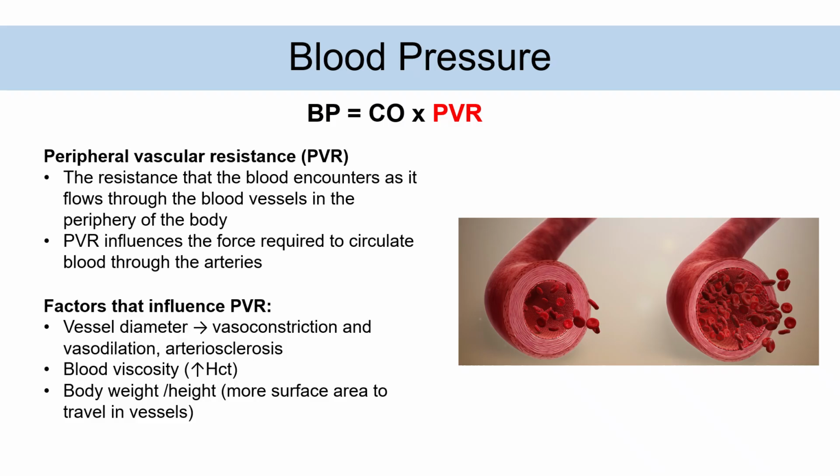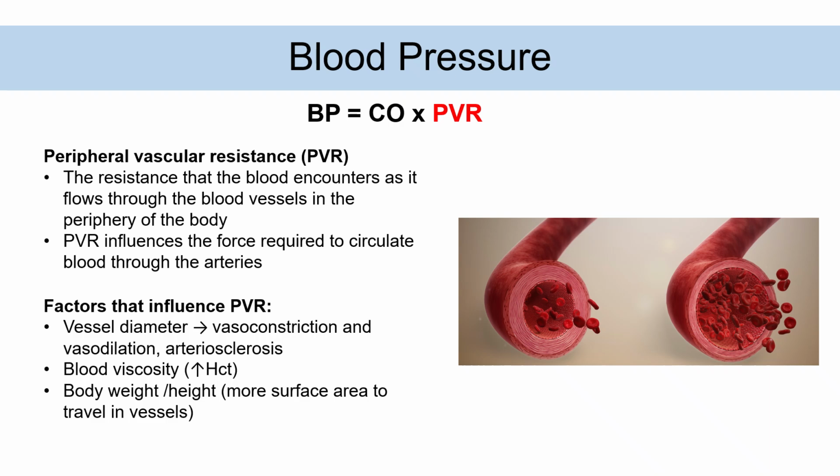So this is going to be that resistance that the blood encounters when it's flowing through vessels in the periphery of the body. So pretty much our arms and our legs. What kind of resistance is it going to meet? And this is going to influence the force required by the heart to actually get through. So it's all like the same stuff that we're talking about.